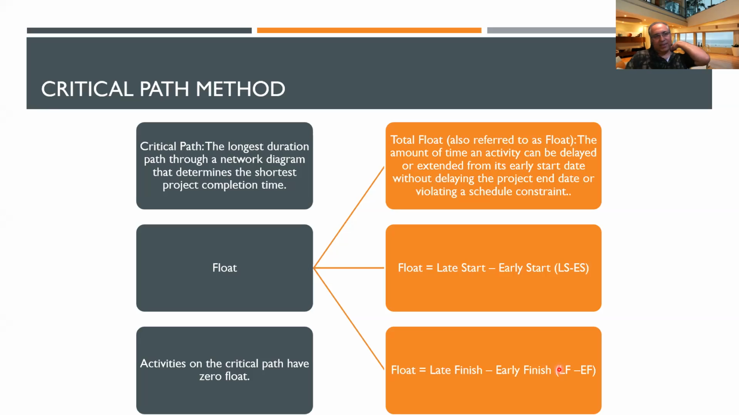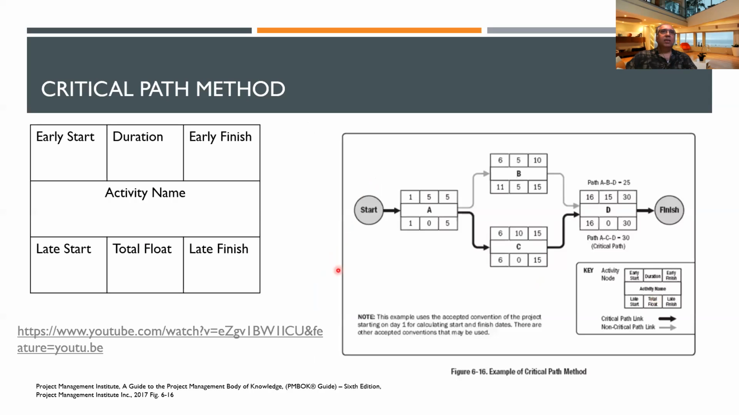I know it's a weird definition, but let's understand it from an example, and then hopefully it will be more clear. We'll understand what a float is, and what zero float is. In order to understand this, just keep in mind that it is the longest duration. Let's take a look at this activity network diagram. This example is taken from the PMBOK 6 guide.